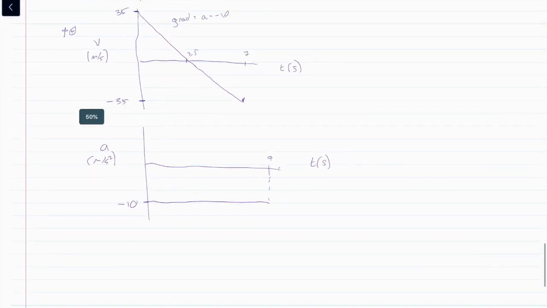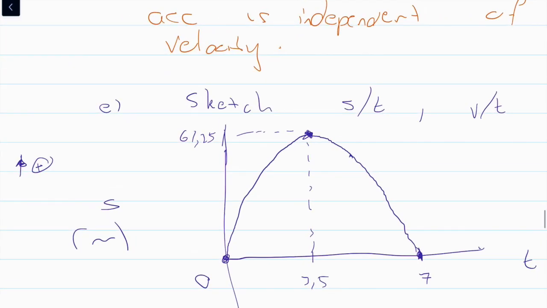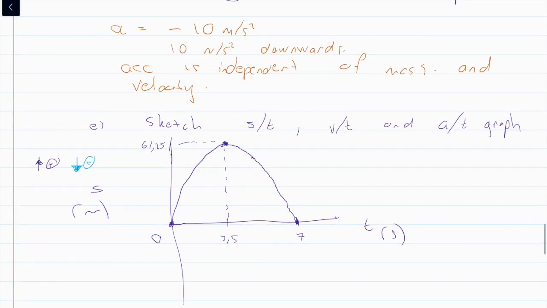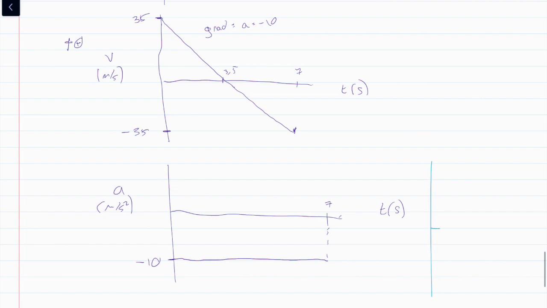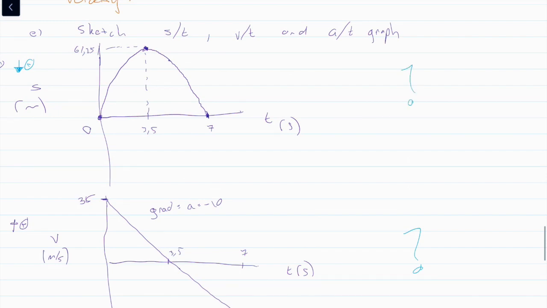Maybe for fun, or just to test yourselves out, try drawing these graphs taking the opposite direction as being positive. So try taking this graph and saying, let the downwards direction be positive. If we had that, let me just do the acceleration one very quickly. If we take the downwards direction as being positive, then our acceleration becomes positive 10, and it's the same thing for 7 seconds. So we have a straight line like that. So what do the velocity time graph and the displacement time graph look like? Maybe do that for yourselves.